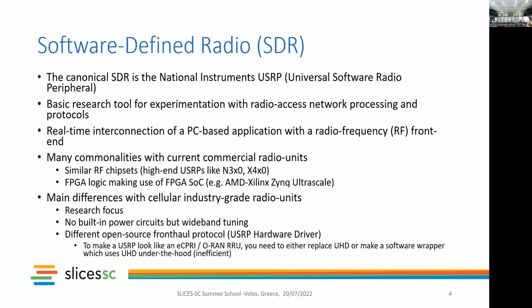USRP has a research focus. It's why it's so important for communities that do experimental work. But it does not have built-in power circuits, which gives access to wideband tuning. So there's a trade-off when using USRP. You have very wideband access. You can work at any part of the spectrum up until 6 gigahertz. But you don't have the power to actually deploy this in an operational setting.